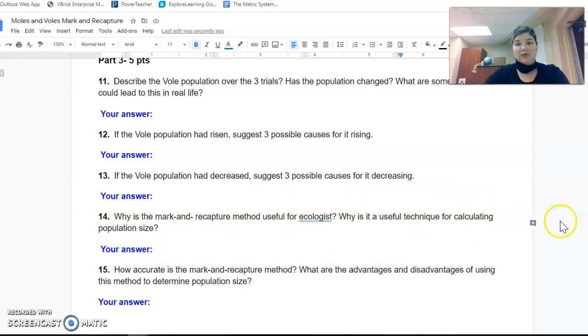Obviously with the trial that we did together, we weren't able to recapture any of our marked voles. So that was a little bit of a bust. And you can assess the accuracy of the mark and recapture method. So a little bit of those higher order thinking skills in order to take a look at what are some of those disadvantages and advantages to this study.